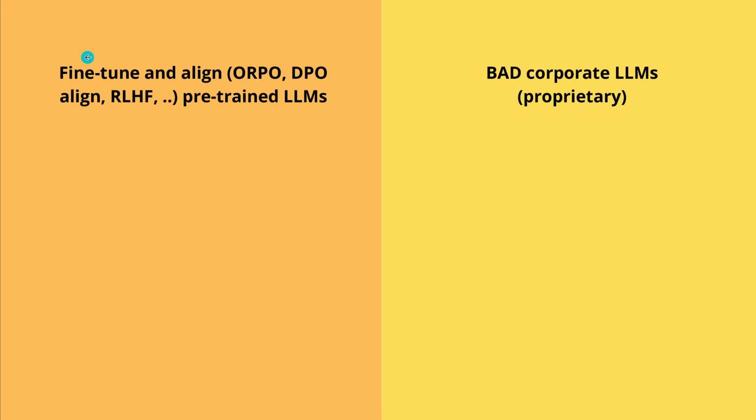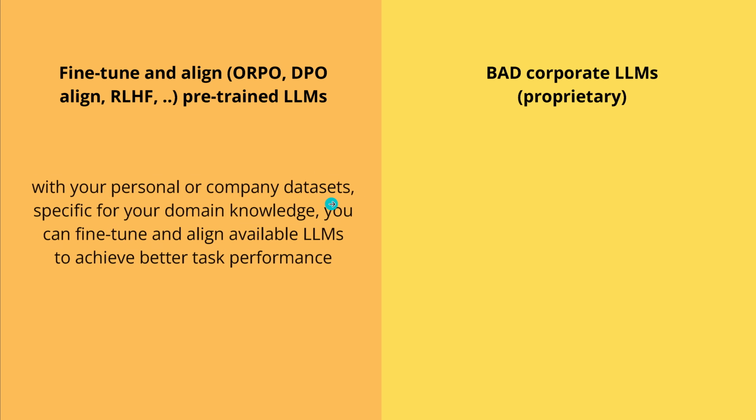We have the fine-tuning and the DPO alignment of our pre-trained little LLMs, our 70 billion free-trainable parameter models, where we take our personal or company datasets specific to our domain knowledge, and we fine-tune and DPO align those available large language models to achieve better task performance.